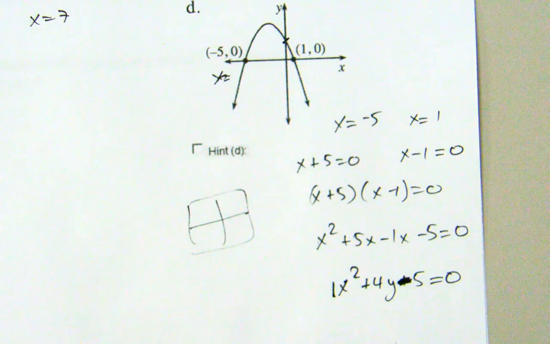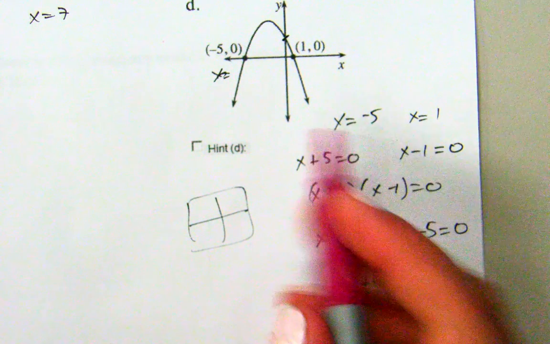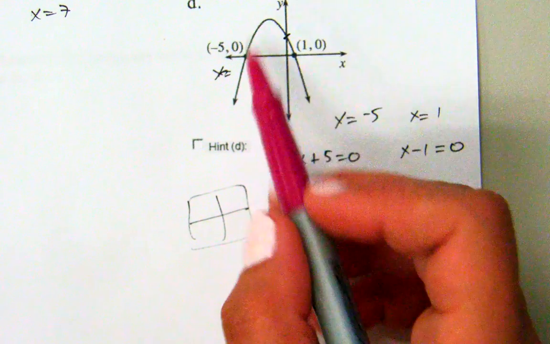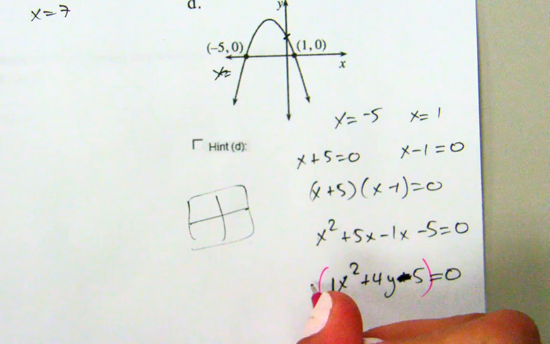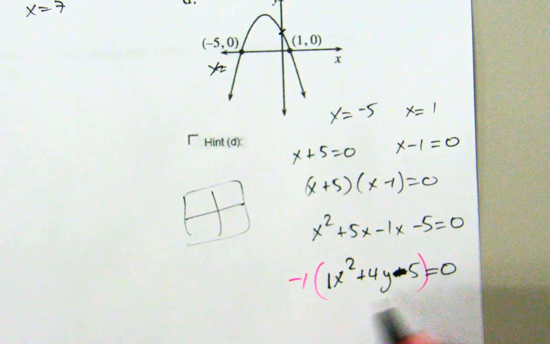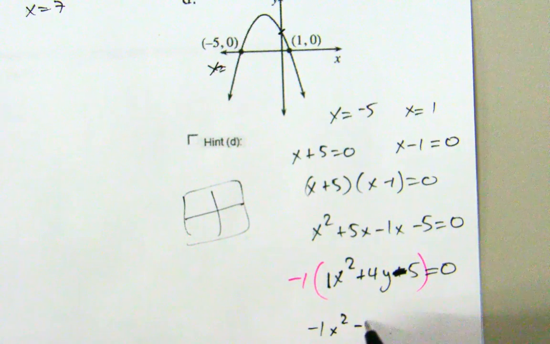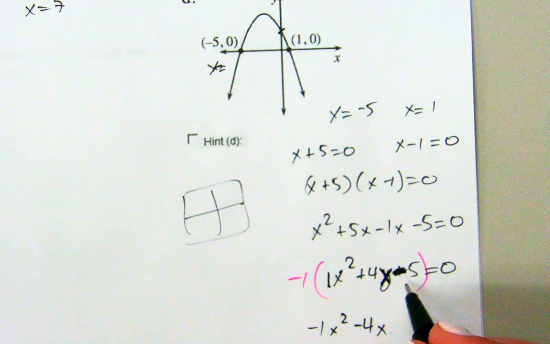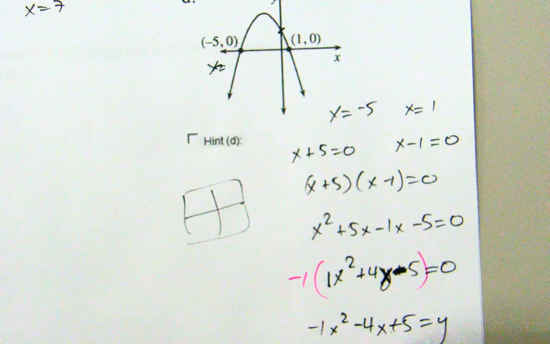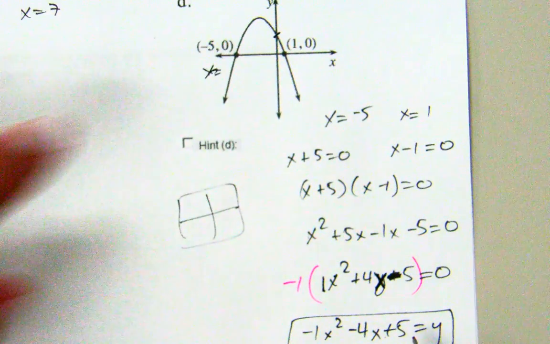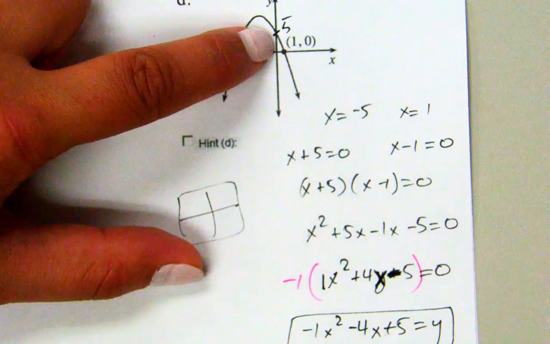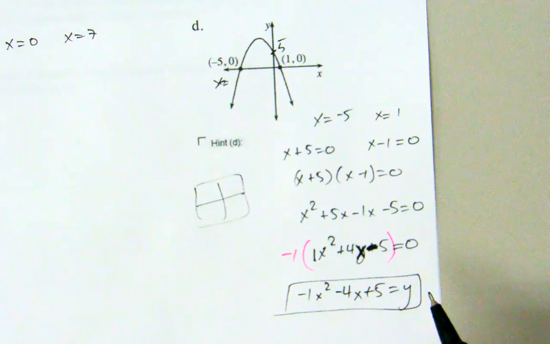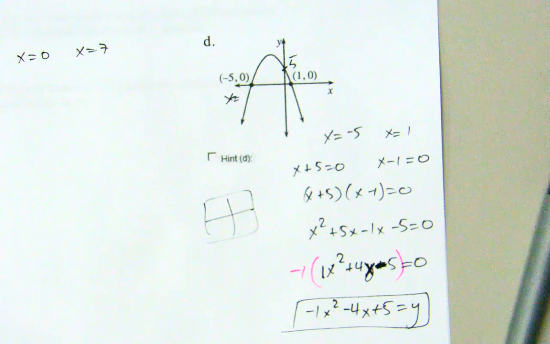So the way we fix this is since we want the coefficient on the x squared to be negative, because otherwise that's not going to tell us the parabola is opening down, we're just going to multiply everything by -1. So that'll give us -1x squared minus 4x plus 5 equals y. And now I know for a fact this is going to be a positive 5 to match the C value on the equation. And we're done with 55.